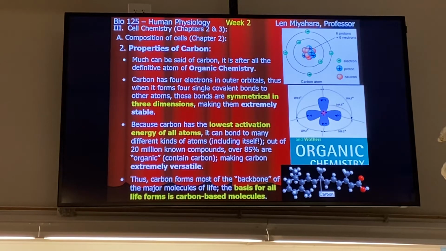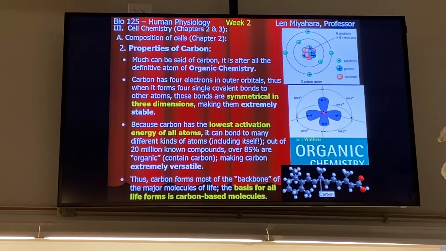And if you are a Trekkie, don't raise your hand because people laugh at you. But anything in this column should be able to do the same thing, which is why in science fiction sometimes people write about silicone-based life forms because it's in that same column.